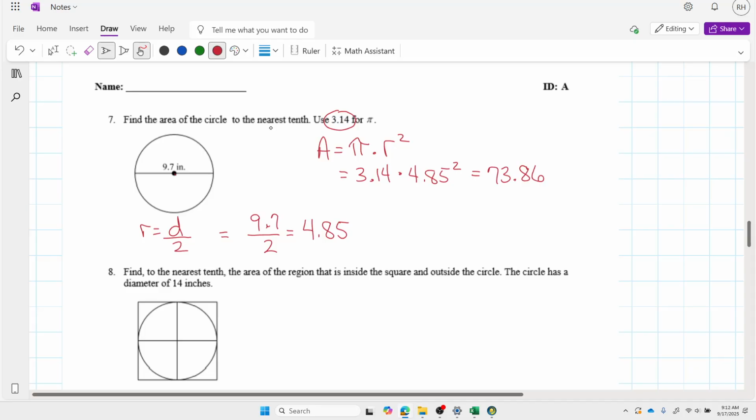Find the area of the circle to the nearest tenth. So 73.86. This hundredths place is 5 or more, so the tenths place goes up 1. 73.9. If you've got the TI-30 XA calculator, if you've got 2 digits on your screen, you can push second fix 1 and it'll round it for you. But 73.9 is the area of that circle.